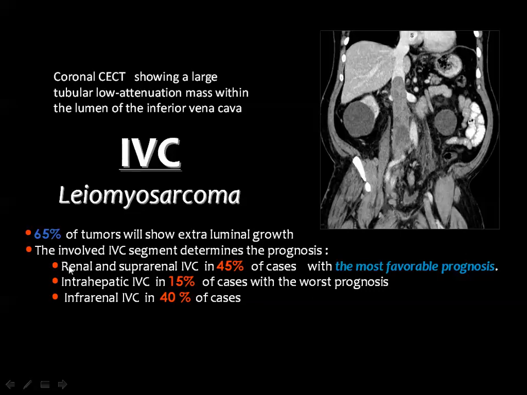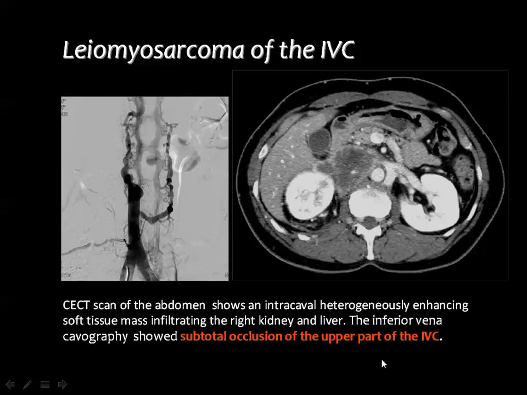These are the incidence of the involvement of the IVC by leiomyosarcoma: renal and suprarenal in about 45%, intrahepatic in about 15%, infrarenal in about 40%. And the renal and suprarenal involvement has the most favorable prognosis according to the literature. And here you see this is an inferior vena cavography performed by the traditional way. This is part of the inferior vena cava, and the upper part is occluded with collateral circulation.